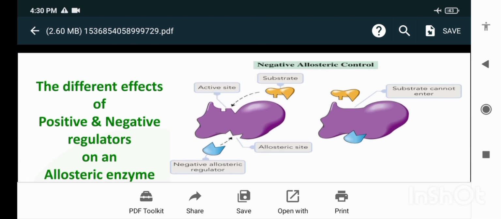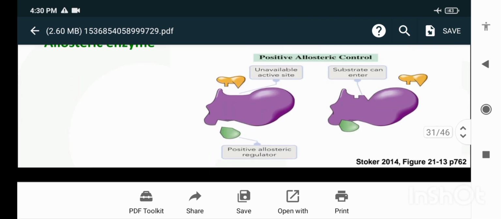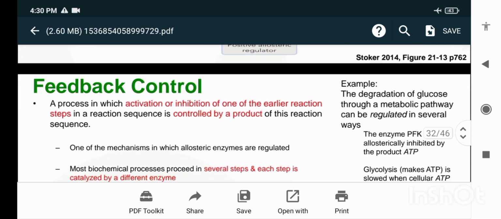Negative allosteric control: the regulatory sites, the negative regulators, and then the active sites. Feedback control, a process in which the activation or inhibition of one of the earlier reaction steps in a reaction sequence is controlled by a product of this reaction sequence. It is one of the mechanisms by which allosteric enzymes are regulated.